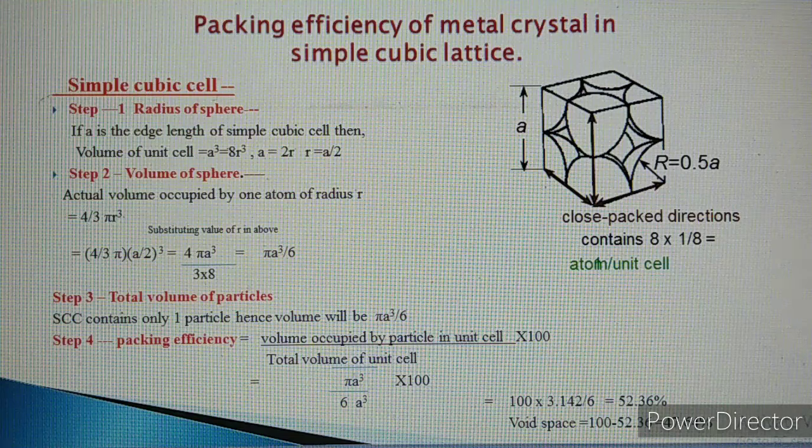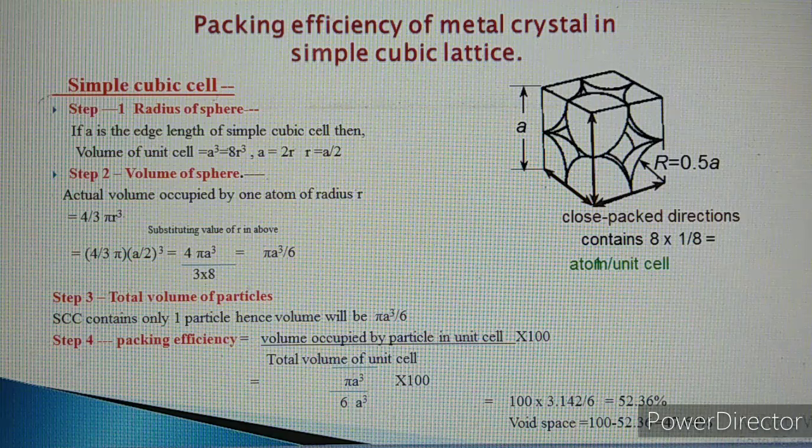Just now I have explained the definition of packing efficiency. Packing efficiency is the ratio of the volume occupied by particles in the unit cell divided by the total volume of the unit cell, multiplied by 100. The total volume occupied by the particle in the unit cell, from step number 3, is pi a cube upon 6, divided by the total volume of the unit cell. From step 1, the volume of the unit cell is a cube, so a cube is the total volume of the unit cell.